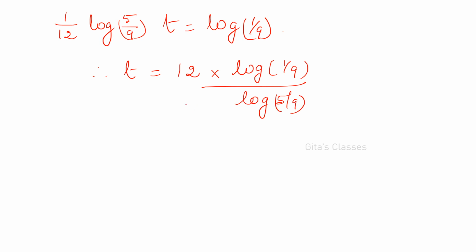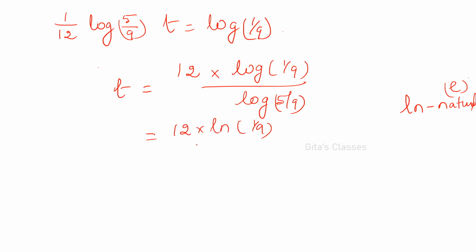And you will be allowed to take your calculator, so you can use your calculator. When you are using your calculator, you have to use ln. It is natural logarithm. Don't use log, okay? That is e power. So you are not supposed to use this log. You have to use only ln, natural logarithm. So t is equal to 12 into ln of 1 by 9 divided by ln of 5 by 9.